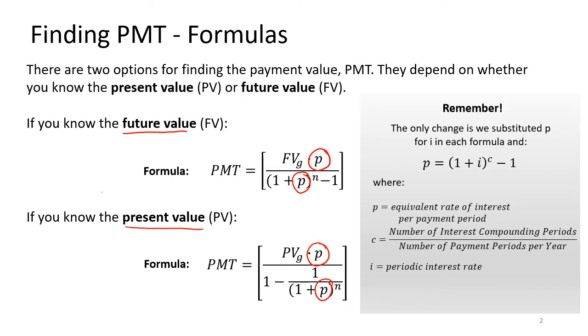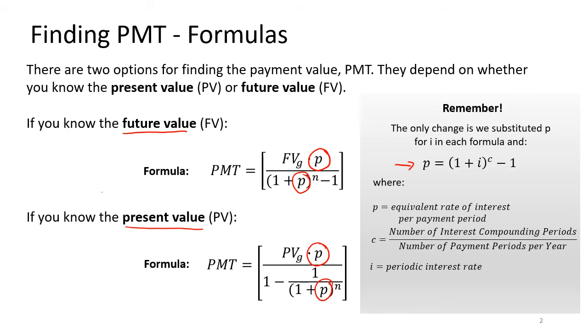So remember, I put this little sidebar here. P is the equivalent rate of interest, and what it does is it translates your interest rate, assuming it was done, let's say, quarterly, so it's equivalent to whatever your payment periods are. If your payment periods are semi-annually and they're different, it translates that to give you an equivalent rate of interest you can use in these formulas.